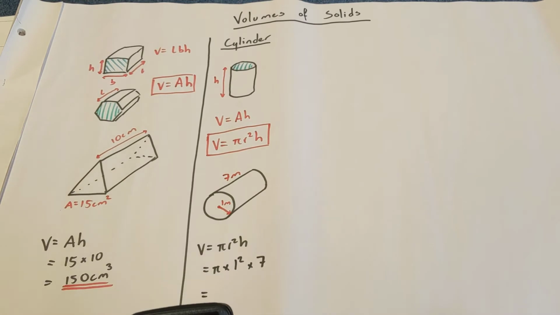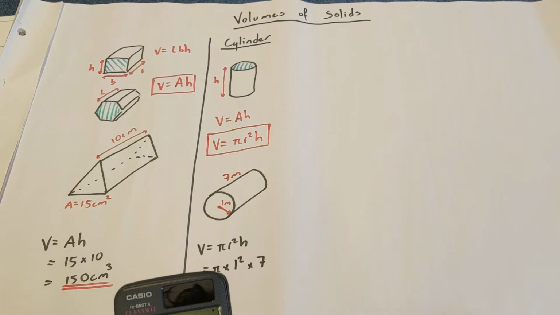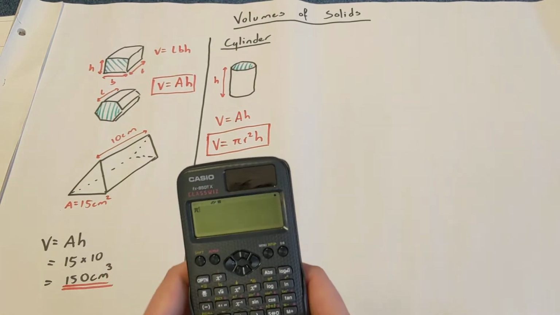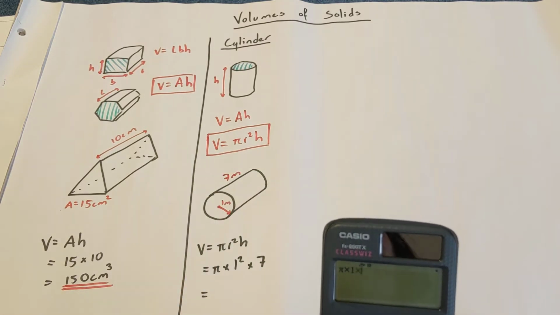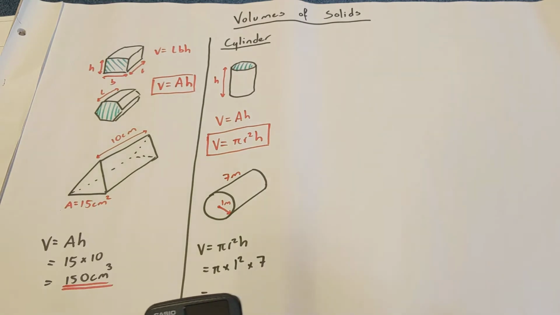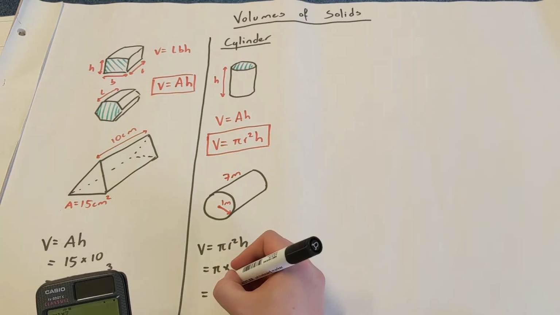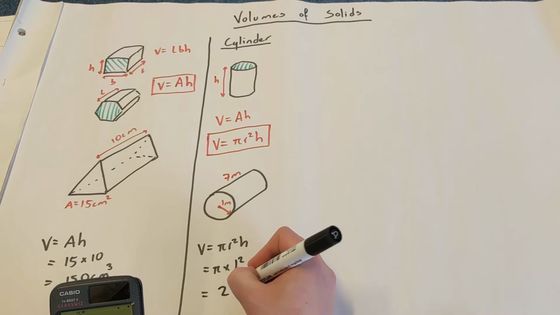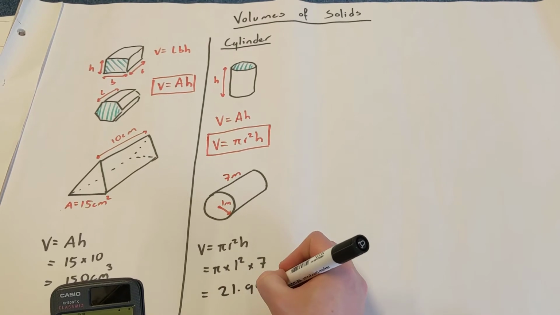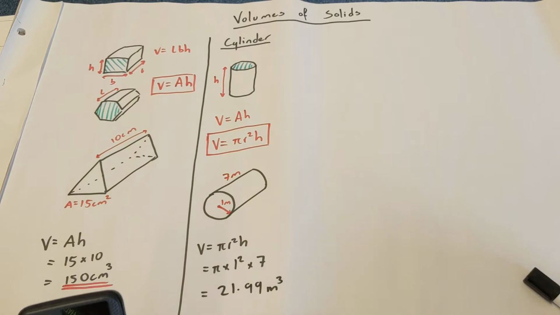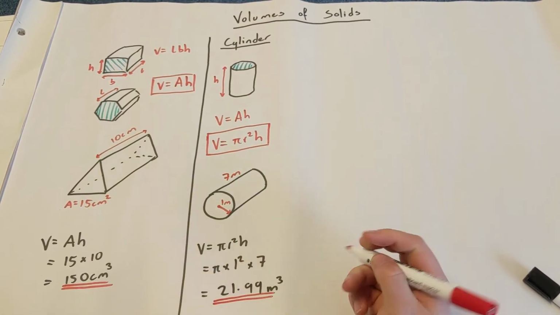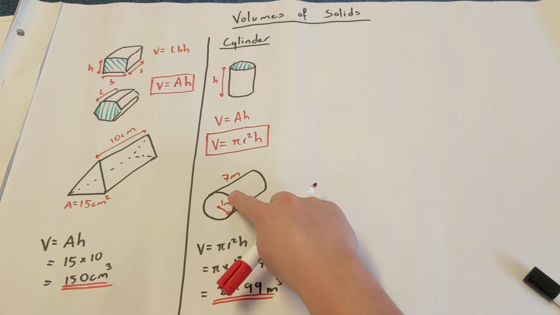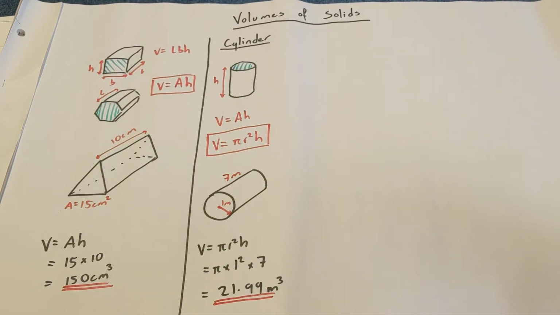Let's pop that on the calculator. Pi on my one is shift and then this button to get pi. Then times 1 squared is 1 times 7. That's going to give us a volume of 21.99 meters cubed. Remembering that our units are cubed. And it's meters cubed because the lengths and radiuses were in meters. And so that's how we work out the volume of a cylinder.